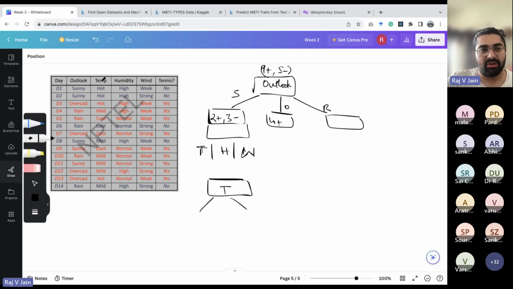Temperature is how many values can take? Only hot. Oh, it can take 3 again: hot, mild, and cool. Is it fine? So hot, let's say mild and cool, right?